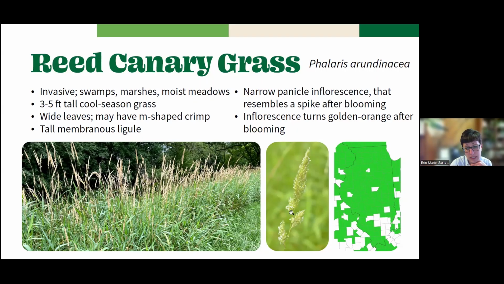So this is it here as it's freshly emerged. It's just starting to puff out those little branches right here that are densely covered in spikelets. And then over here, this is after blooming. I was going to say spike. That panicle resembles a spike and it turns this golden orange color. If we're comparing this and smooth brome at this stage, very simple, right? But if we just have those leaf characteristics, it can be a lot more challenging to tell those apart.